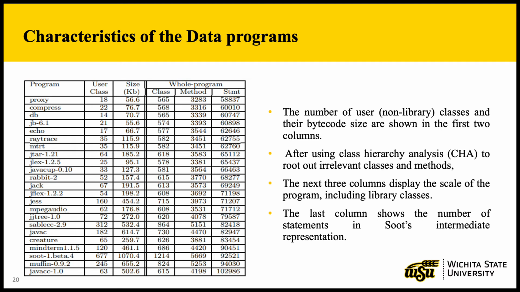Moving on to the next slide, this table represents the characteristics of the data programs. Here, the first left column represents a program, and the number of users, which are the non-library classes, and their bytecode size are shown in the first 2 columns. After using the CHA, the class hierarchy analysis, which is used to root out irrelevant classes and methods, the next 3 columns display the scale of the program, including the library classes. The last column shows the number of statements in the suite's intermediate representation.